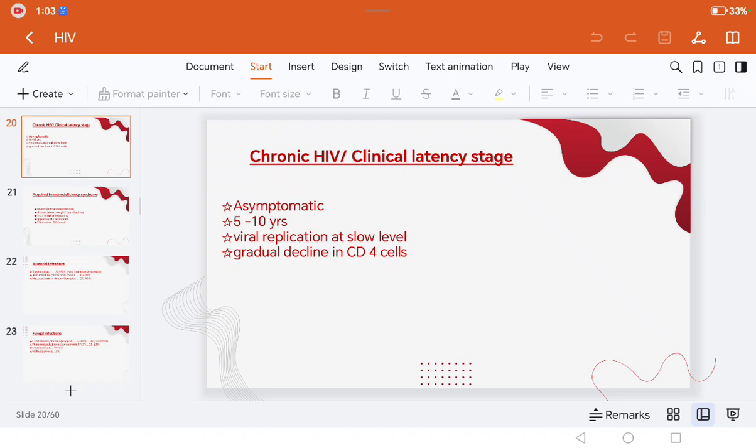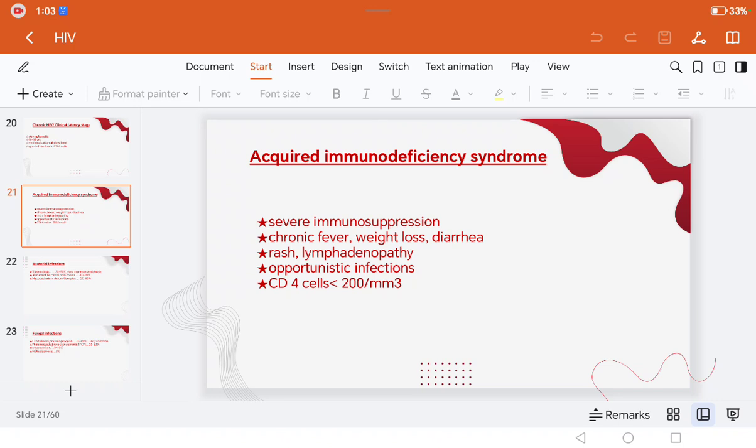Then the chronic HIV or the clinical latency stage, mostly the people are asymptomatic. It lasts 5 to 10 years. The viral replication is at a slow level, and there is gradual decline in CD4 cells. Then acquired immunodeficiency syndrome occurs after that due to severe immunosuppression.